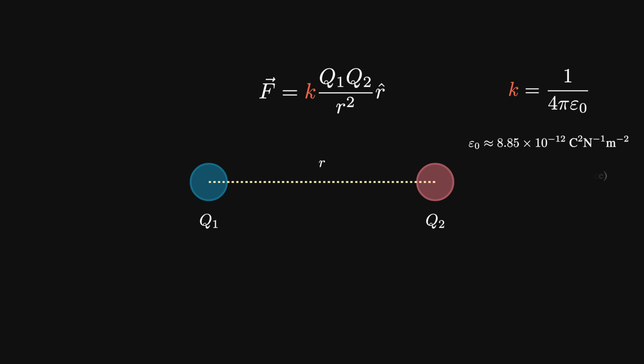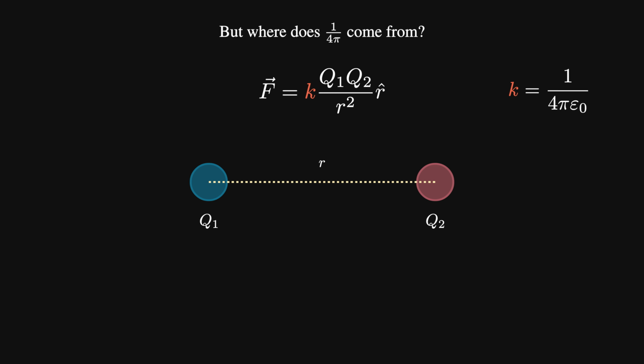This constant epsilon naught has a value of roughly 8.85 times 10 to the minus 12 coulombs squared per newtons per meter squared. If you are curious about the origins of this constant, it is worth looking up the work of James Clerk Maxwell, who generalized electricity and magnetism via the Maxwell equations, which include Gauss's law.